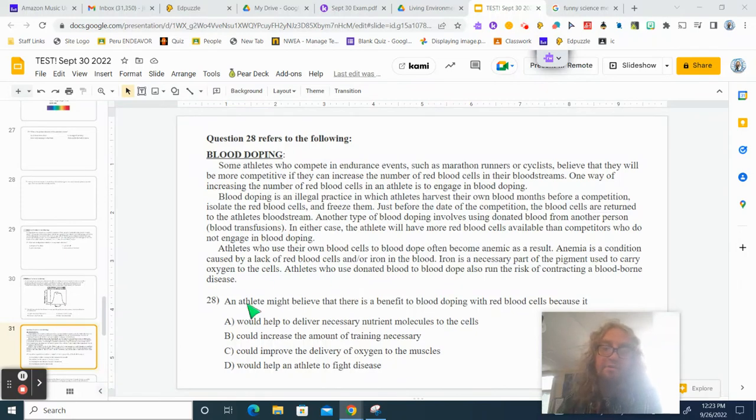Question 28. An athlete might believe there's a benefit to blood doping with red blood cells because it, A, would help to deliver necessary nutrient molecules to the cells. B, could increase the amount of training necessary. C, would improve the delivery of oxygen to your muscles. D, would help an athlete fight disease.